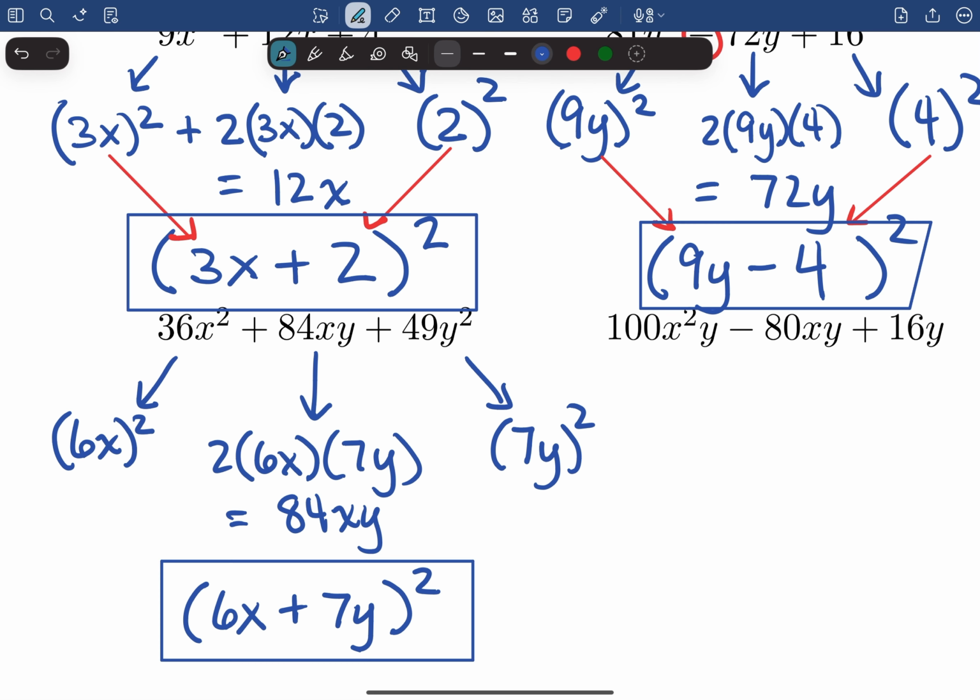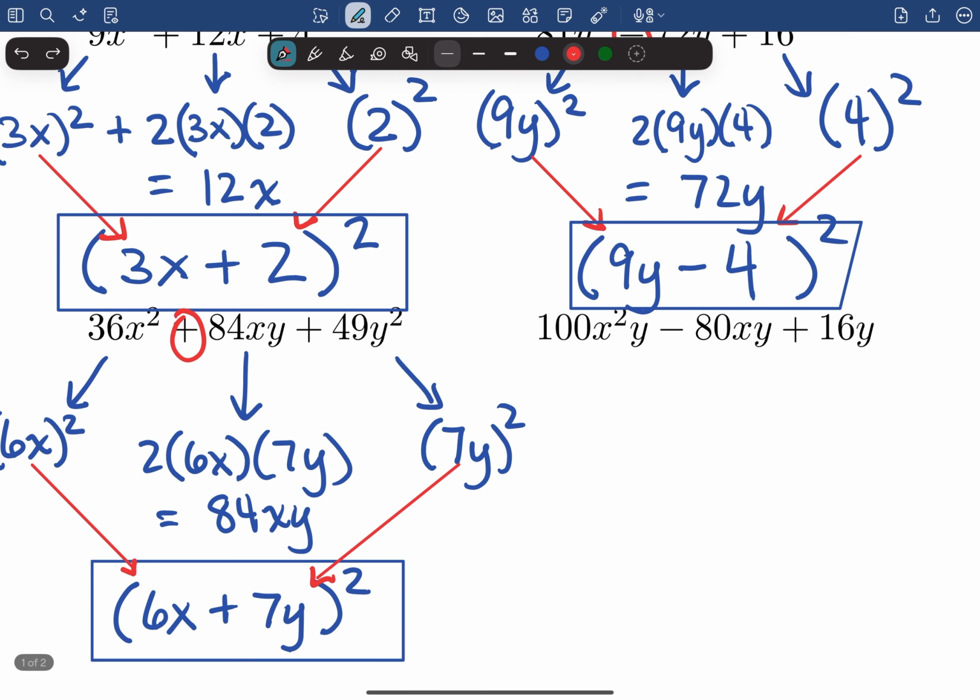And why have I done these things? Well, because I took the 6x and I put it there, and the 7y and I put it there, and I saw a plus sign here, so I put a plus sign there, and this is a binomial that is squared. I'm done.